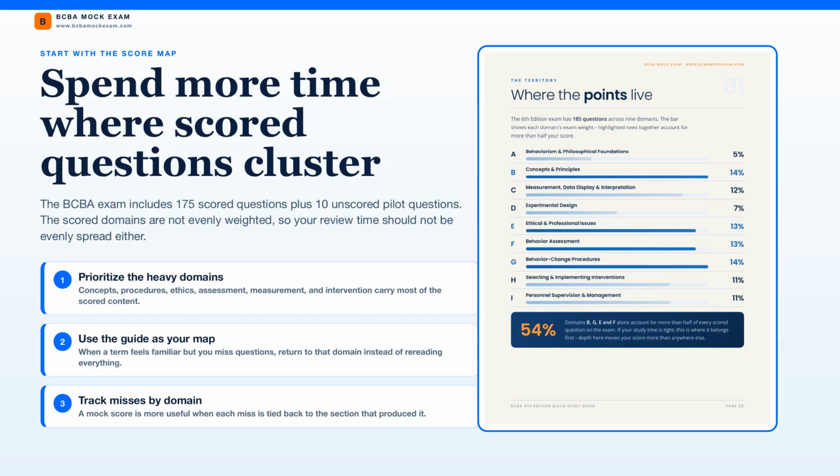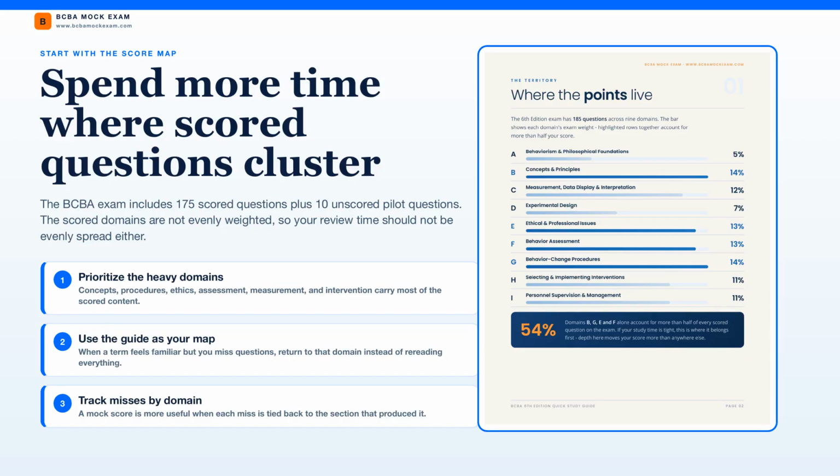Start with the score map. The BCBA exam is not evenly distributed across all areas, so do not study the task list as if every area deserves equal time. Some areas carry more scored content. Concepts and principles matter because they're the language of everything else. Measurement tells you whether behavior changed. Ethics frames what a BCBA can and should do. Use the guide to find weak domains, not just to read page 1 to page 18 and feel productive.